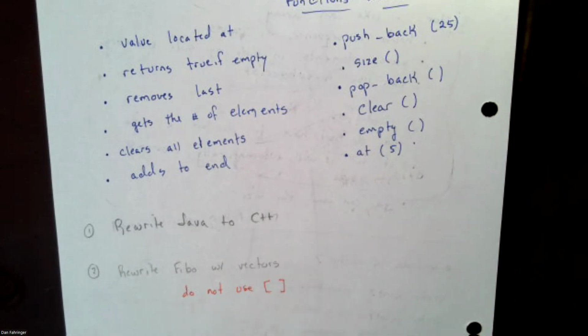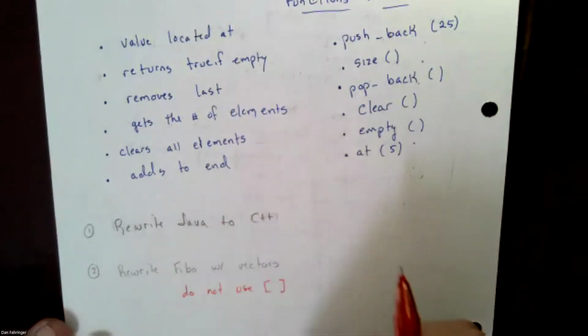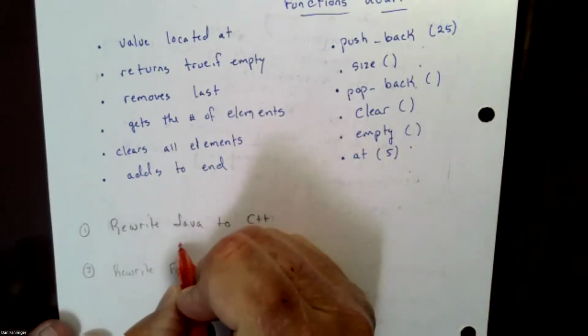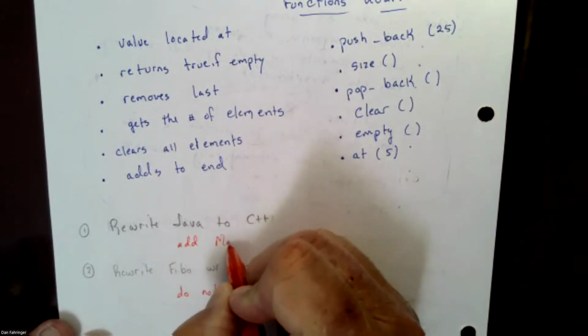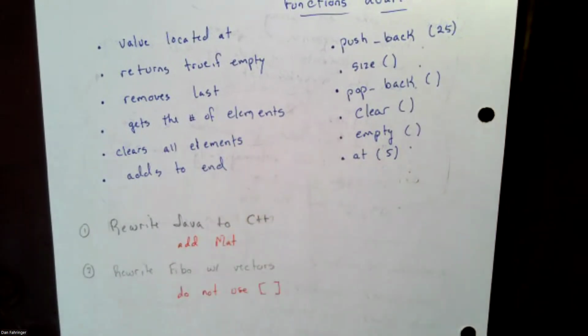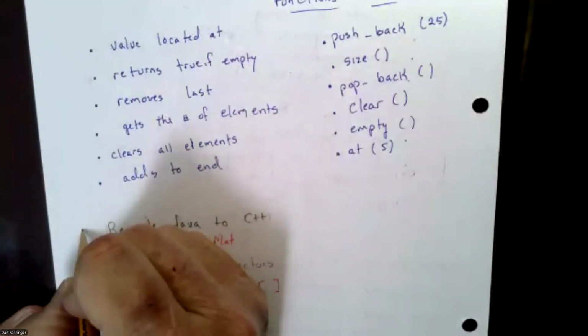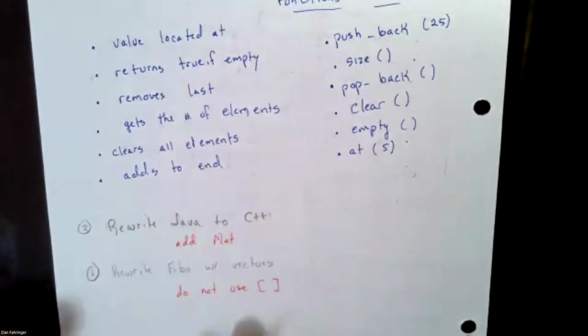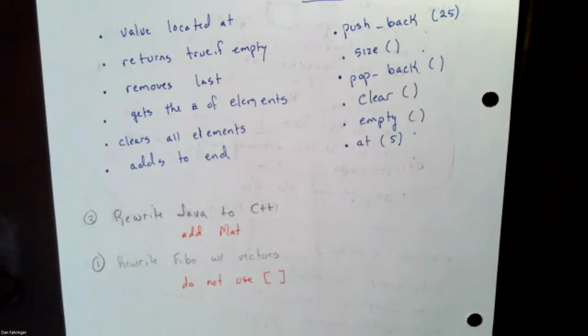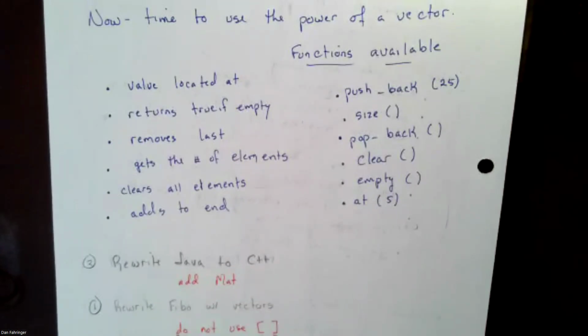Do not use square brackets. That's too much like an array. If you get that done, and you probably should, then go back and rewrite that Java program to add matrices. It's good practice for the two-dimensional array. So really, I should be rewriting this as do that second and do this first. Questions?